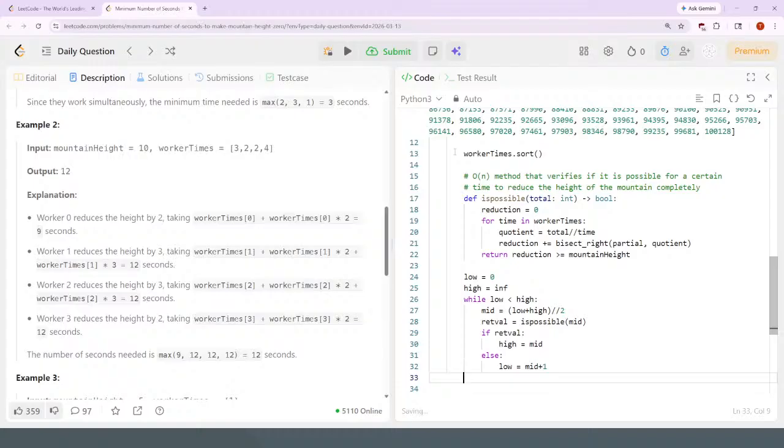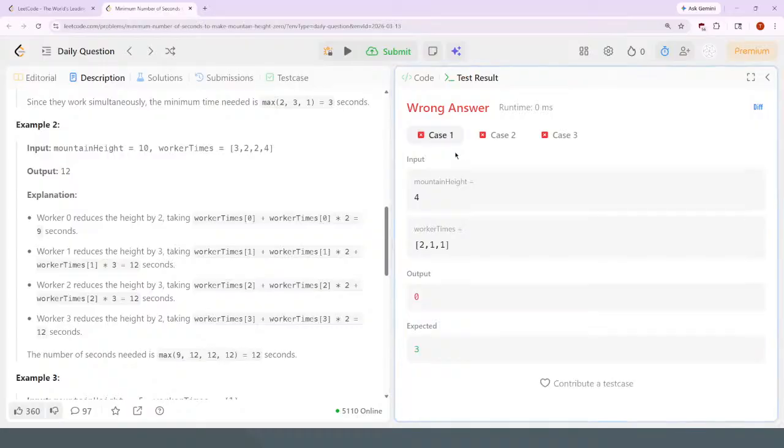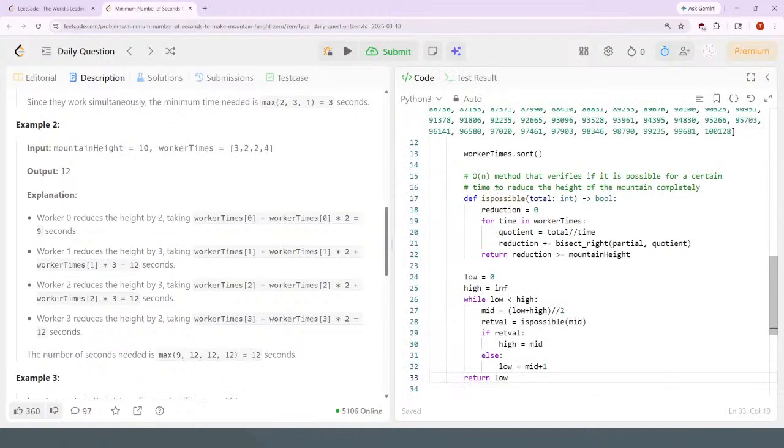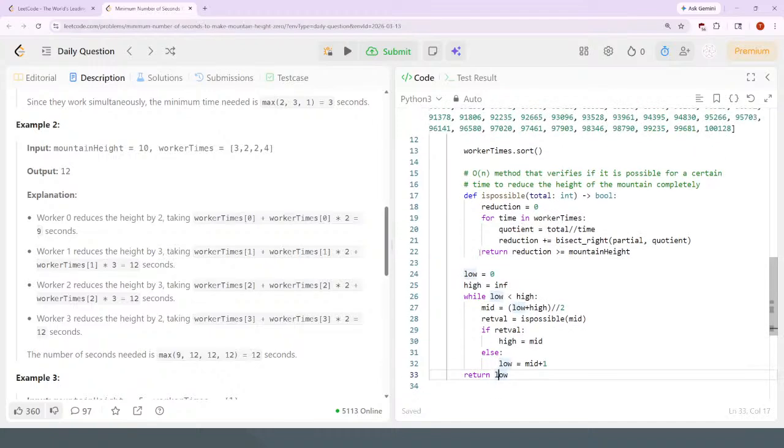And then when it stops working, low and high should be the same value. And it should just be the low value that works, or the high value that works, it should be the same at that point. Excellent. Just nothing works. Did I have return 0 at some point? No, it's just low. Oh boy.